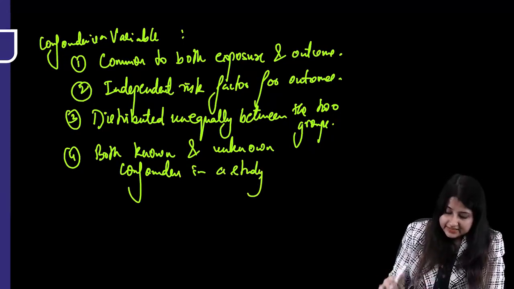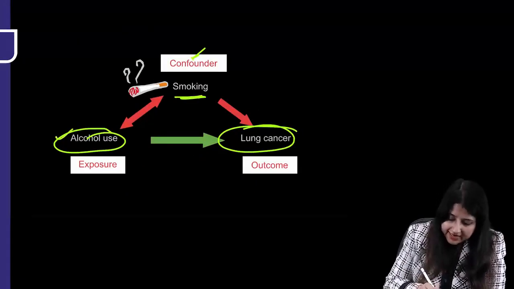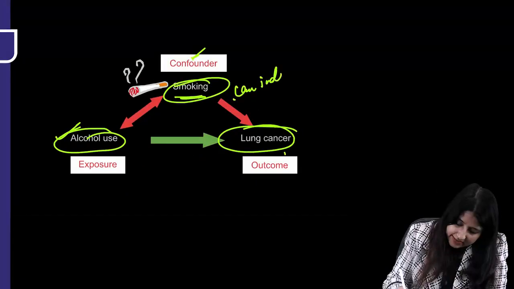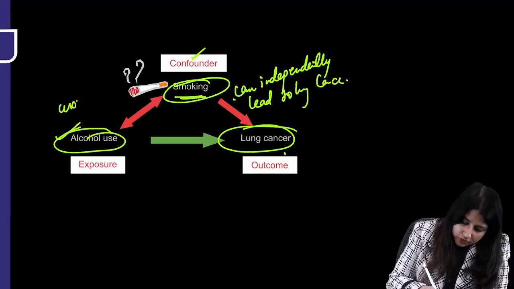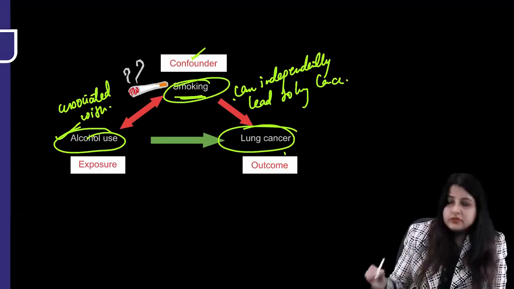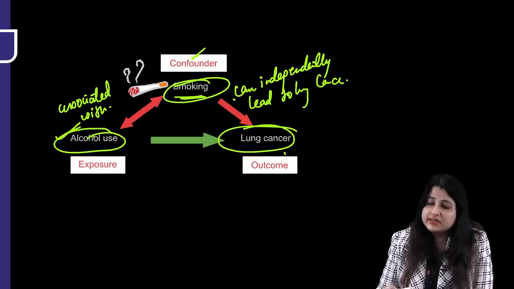Okay, so look at this. It is common to both exposure and outcome, meaning those who drink also smoke. Smoking can independently also lead to lung cancer, right? And smoking is also associated with alcohol use, right? So it is fulfilling the criteria of being called a confounder.